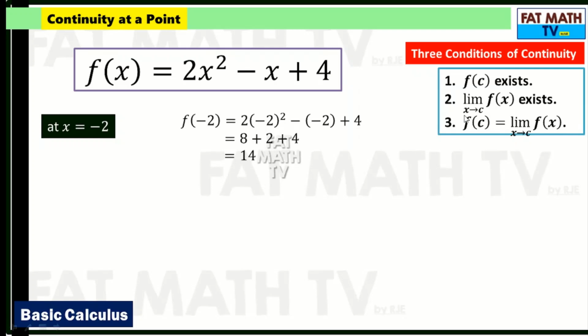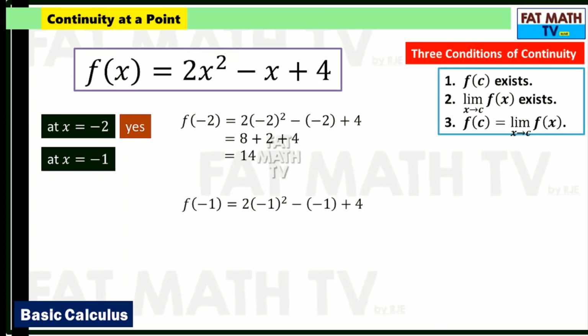Number 2, how about the limit of f of x as x approaches c? Since this is a quadratic function, we already had a theorem that if the function is quadratic, the limit of f of x as x approaches c equals f of c. So we can already satisfy the two conditions. So yes. How about at x equals -1?